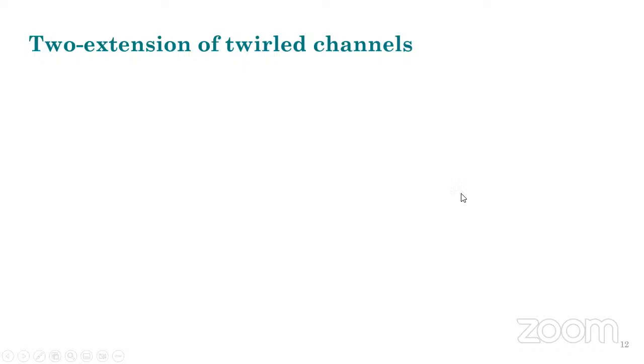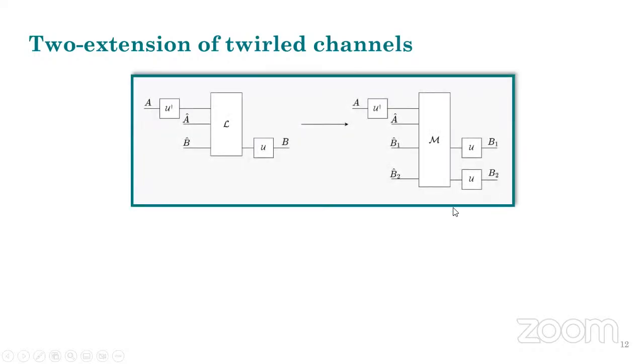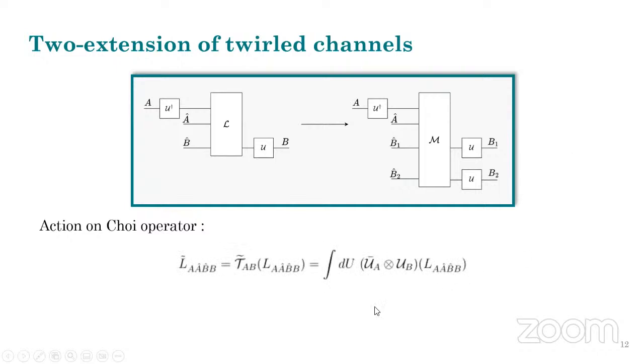So now, to be consistent with 2PPT extendability conditions, we look at the two-extension of the twirl channel. L was the original channel, and we apply these two unitaries. And so its extension is going to look like this. We can easily see that it follows all the conditions that we were considering. And so we can look at the action on the Choi operator of this problem.